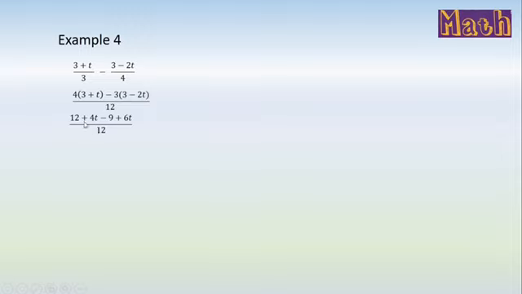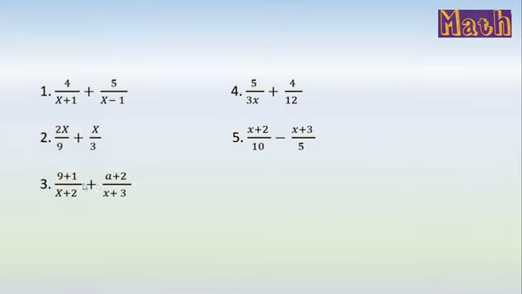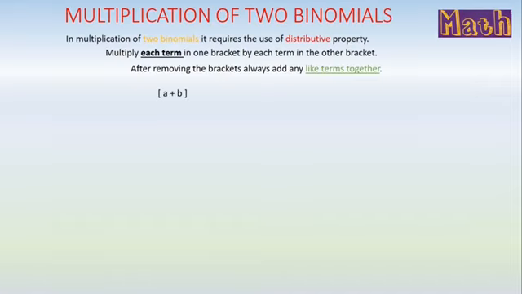Now the next step is to group like terms. These 12 and negative 9 are like terms. Then 4t and 6t are also like terms. So 12 minus 9 will give me positive 3, then 4t plus 6t will give me 10t, all divided by the least common multiple. Now, learners, I have some examples here for you to try, and the answers will be provided in our subsequent lessons. Now, let's move on to another important topic under algebraic expressions, that is multiplication of two binomials.